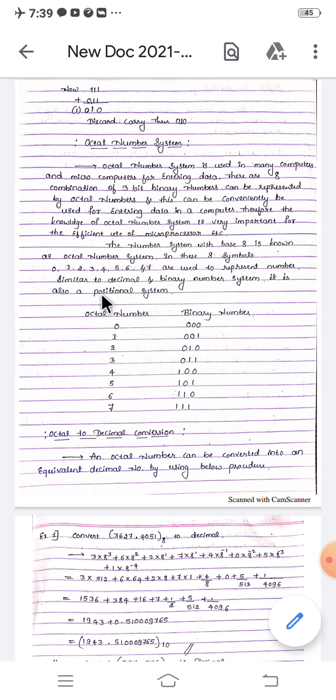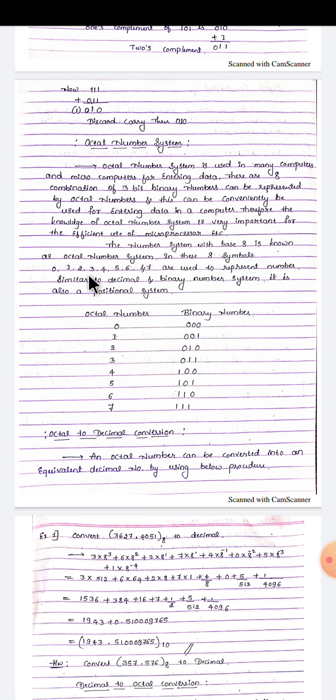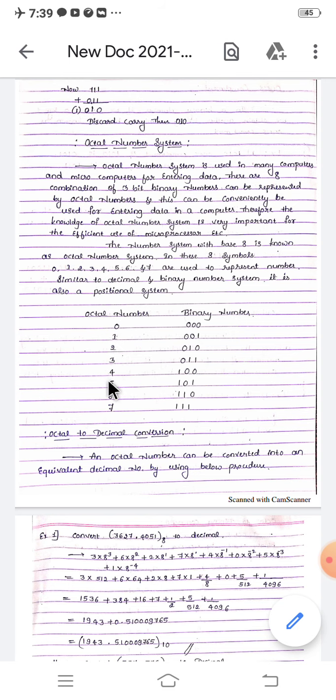See here, the number systems are the same: binary, decimal, octal. Next one is hexadecimal. Binary means only 0, 1 with base 2. Decimal means 0 to 9 with base 10. Octal means 0 to 7 with base 8. Clear, no? So they told that 3-bit means what, sir? Octal means 0 to 7, so 8 numbers are there.